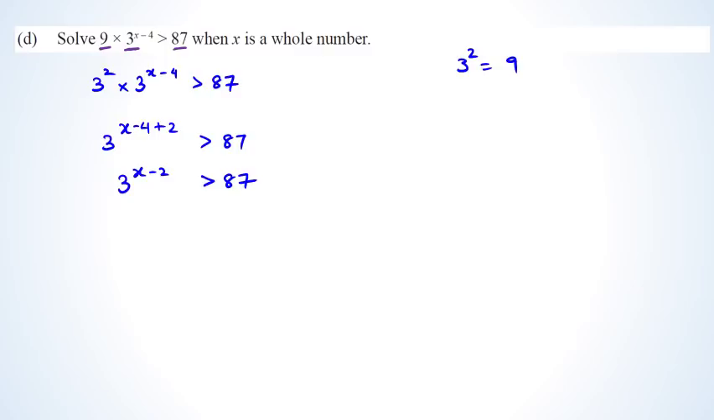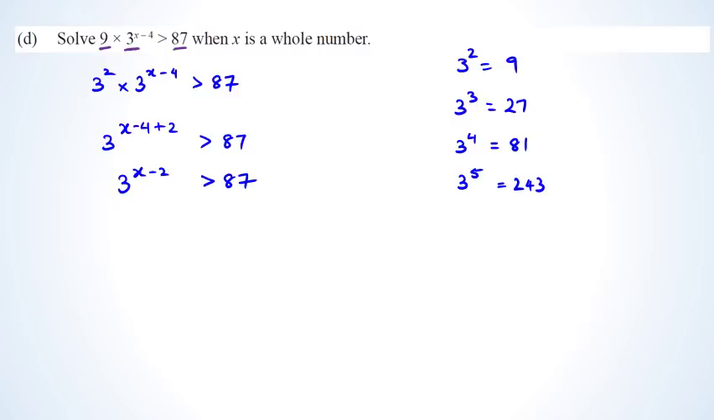Okay, now this is where we get up to so far, because without a calculator, you can't write 87 as 3 to the power of something. Watch what happens. When I write 3 to the power of 3, that's 27, because 9 times 3 is 27. 3 to the power of 4 is 81, because 27 times 3 is 81. And then 3 to the power of 5 is 243. Now, you can't just go 87 is equal to 3 to the power of 4 point something.